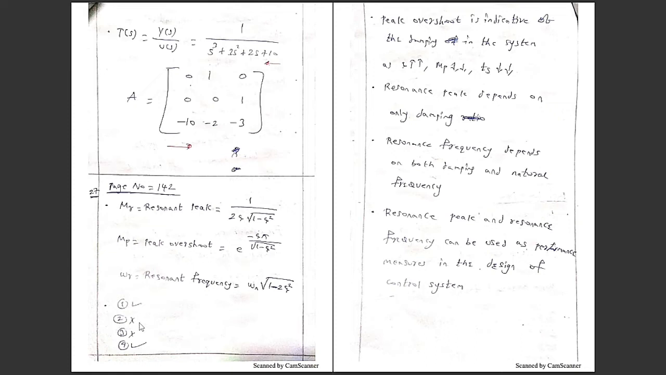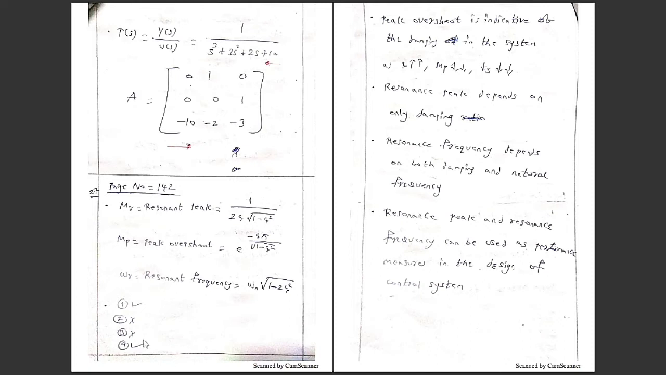Statement 2: the resonant peak depends on the damping and the natural frequency. The resonant peak depends only on the damping ratio but not on the natural frequency. So in statement 2 they have given it wrong, because they say it depends on both the damping ratio and the natural frequency. But if you see clearly, it depends only on the damping ratio and is independent of the natural frequency. So statement 2 is wrong.